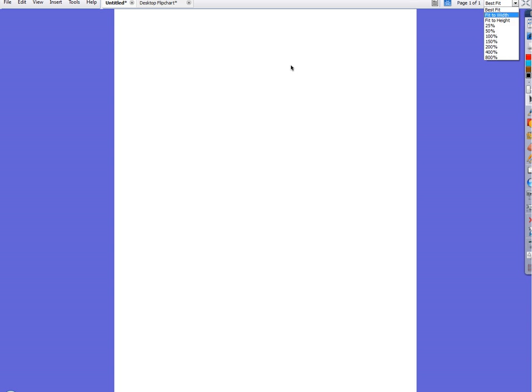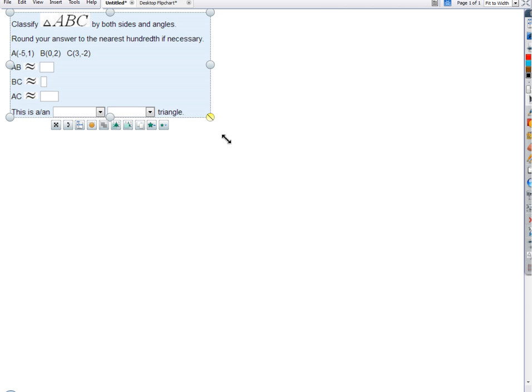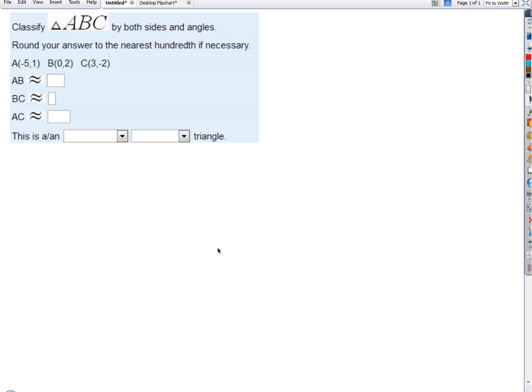Okay. So here's the kind of stuff they're asking you to do. They tell you, we want to classify triangle ABC by both sides and angles. Now they're giving us the coordinates of the 3 vertices of the triangle, and they're asking you to fill in the lengths of those 3 sides. Okay, so let's calculate this. We're going to have to use the distance formula.